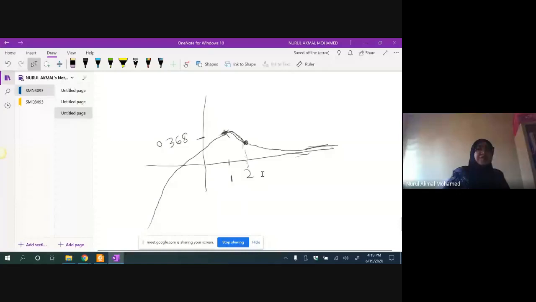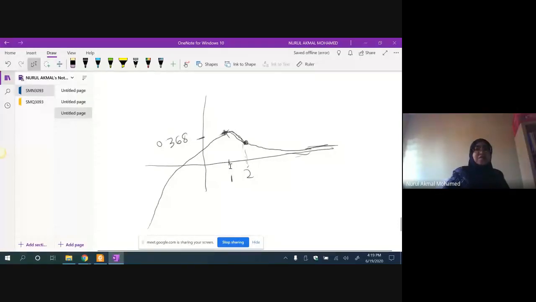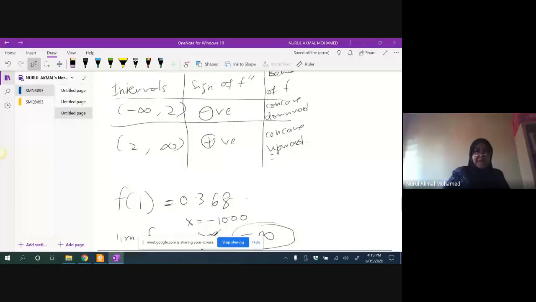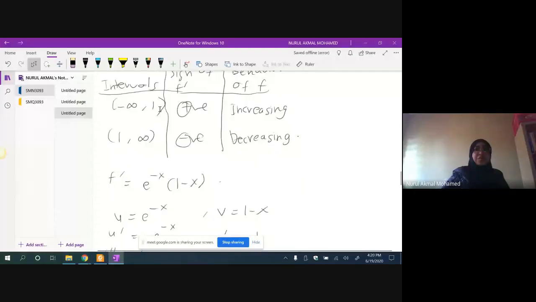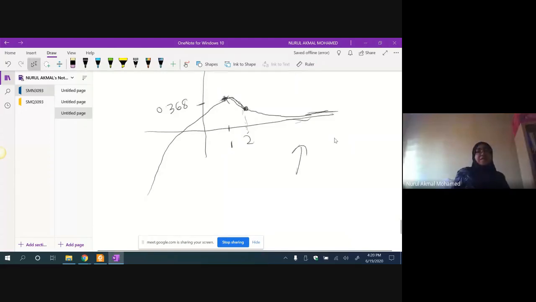If you look at the second derivative test, from negative infinity up to 2, it is concave downwards. And then from 2 up to infinity, it is concave upwards. So downwards first and then upwards. And from the first derivative test, negative infinity up to 1, it is increasing. 1 up to infinity, it is decreasing. So this is what the graph of the function f should look like.